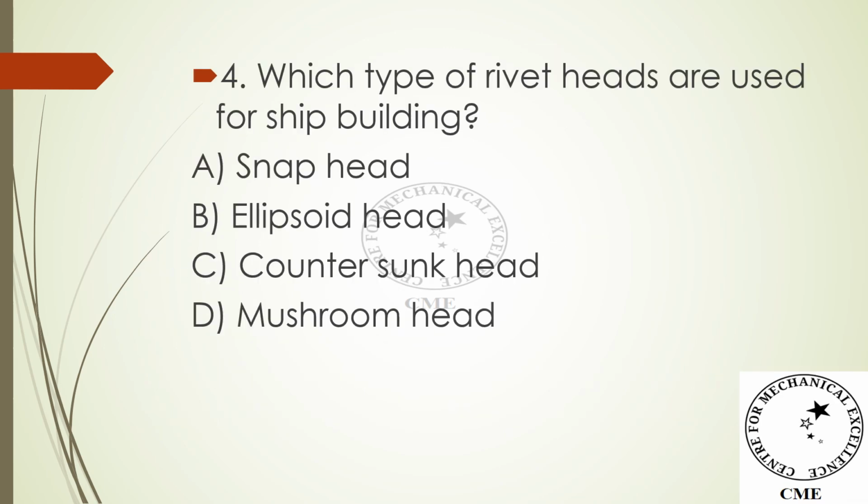Next question. Which type of rivet heads are used for shipbuilding? Option A, snap head. Option B, ellipsoid head. Option C, countersunk head. Option D, mushroom head. Here the correct answer is option C, countersunk head.